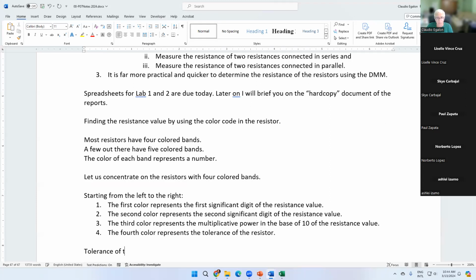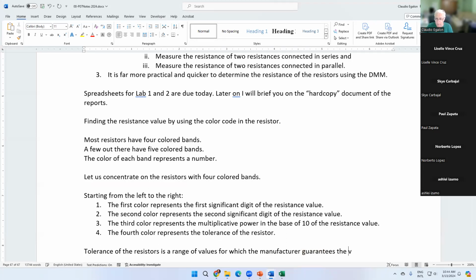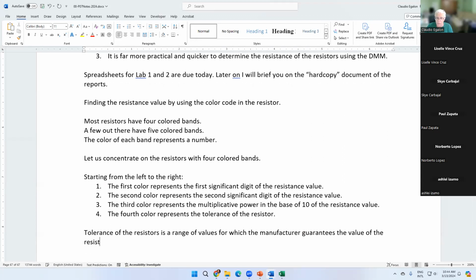Tolerance of the resistor is a range of values for which the manufacturer guarantees the value of the resistor. Okay.